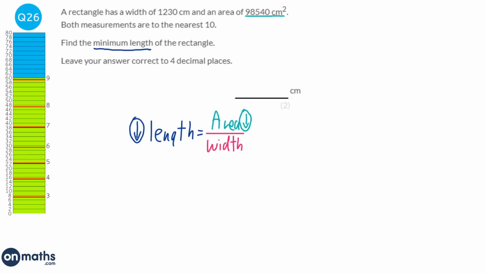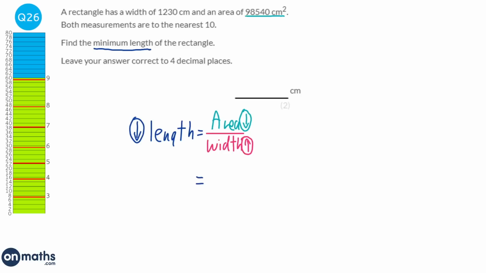But let's have a look at a couple of fractions. Let's look at a half and 1 over 100. Which one of those fractions is the smallest? Well, it's 1 over 100, but what do you notice about the denominator? As the denominator gets bigger, the fraction gets smaller. So to make something smaller, we actually want the denominator to be as big as possible. So we want the width to be as large as possible.